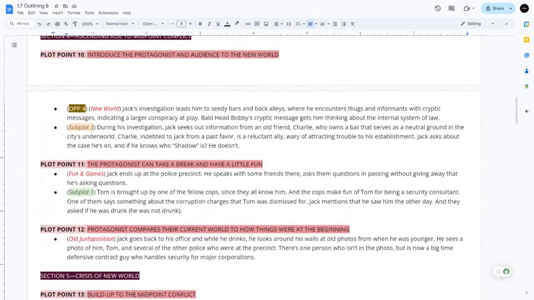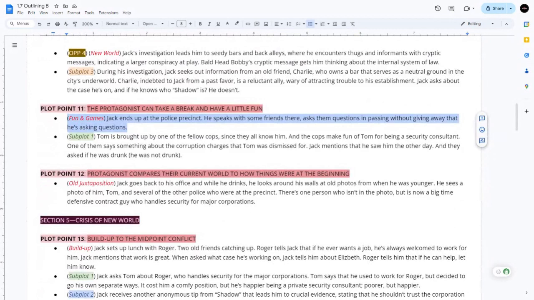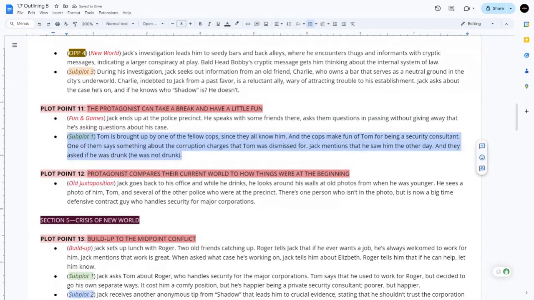The way we looked at it is he goes and meets Baldhead Bobby, but then Jack ends up at the precinct, and he speaks with some friends there, asks them questions in passing without giving away that he's asking questions about his case. You see that? So we learn a lot about him. We add a little bit more background to the Tom case, which wasn't in the original story.